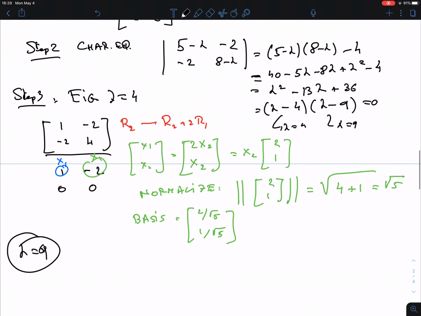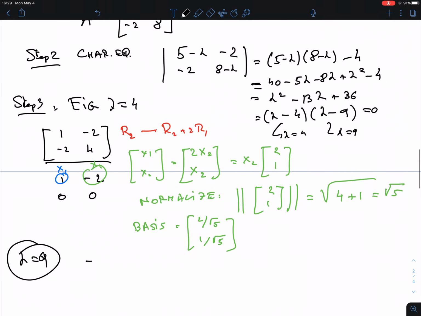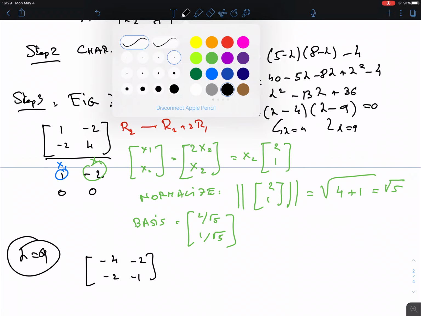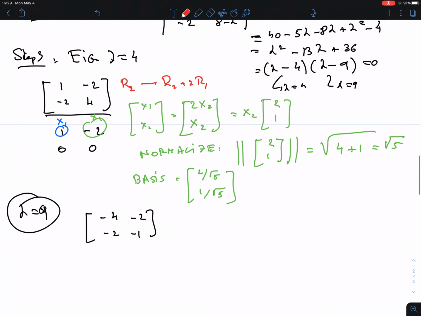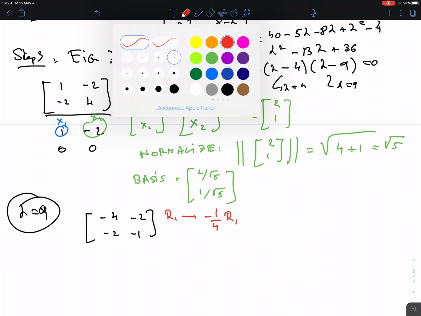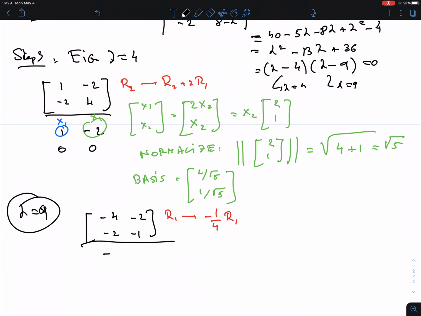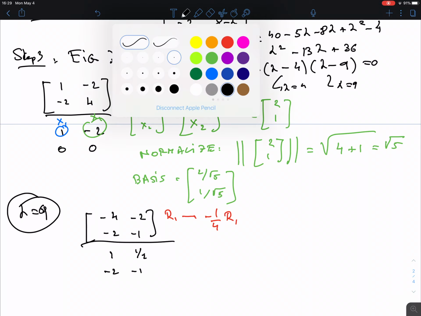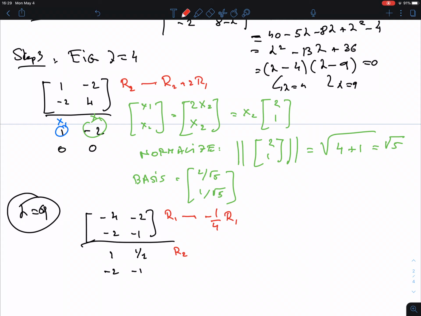So what we do is we subtract 9 from the diagonal, so we get negative 4, negative 2, negative 2, negative 1. Okay? You kind of always see what happens, right? Sometimes you're going to have to introduce fractions. So here I'm going to introduce this fraction, but it's not going to be too bad. I get 1, and then if I divide by 4, I get a half here. And then this is minus 2, minus 1. So I do row 2 plus 2 times row 1.